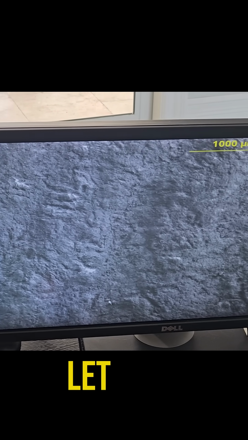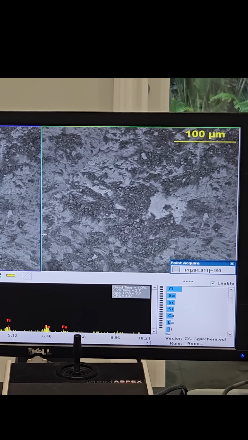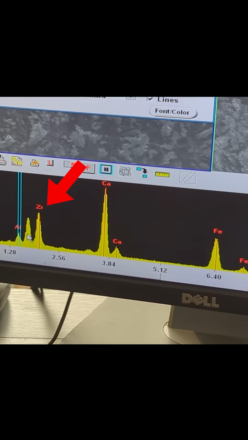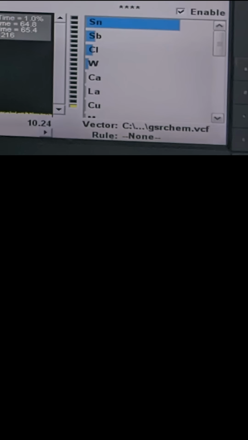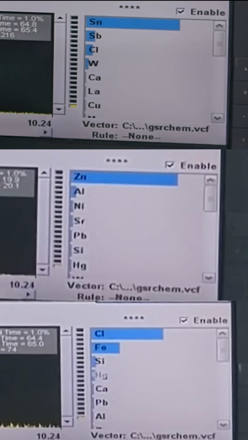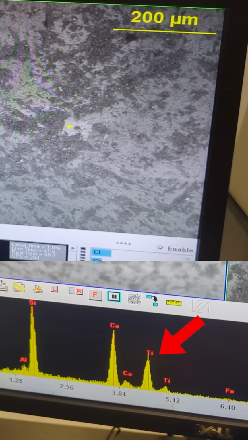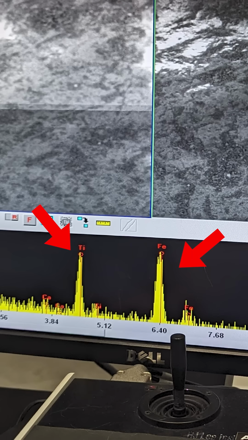The other key takeaway? No copper anywhere. Let that sink in. In a few spots, we did find tiny embedded fragments of metal. On one sample, we found zircon and iron. On another, tin, zinc, and iron. And remarkably, on one piece, a roughly 30 micron wide fragment of titanium and titanium with iron. These are not oxides.